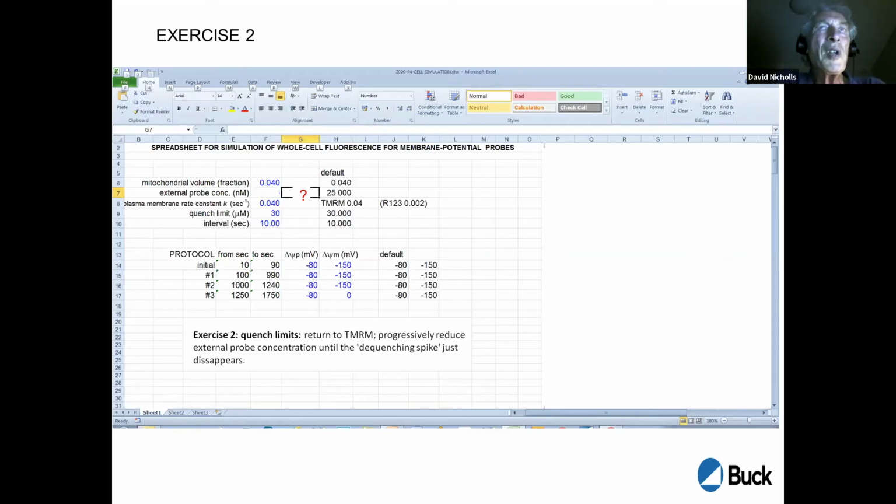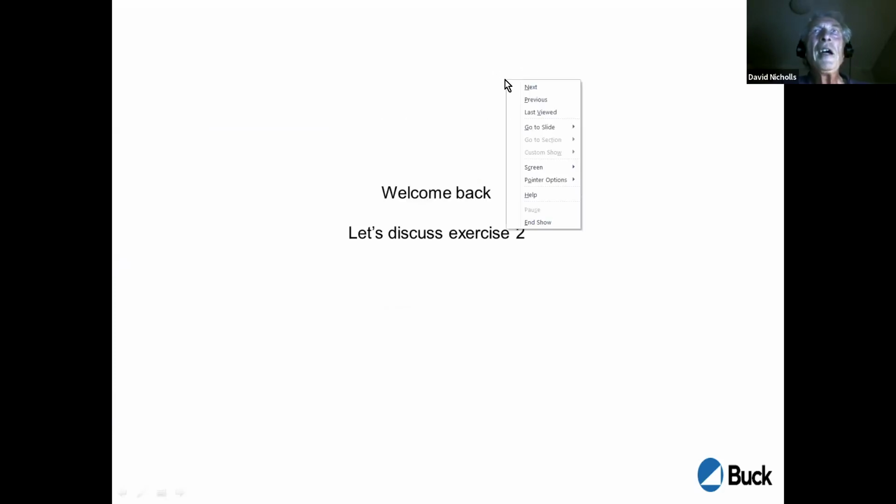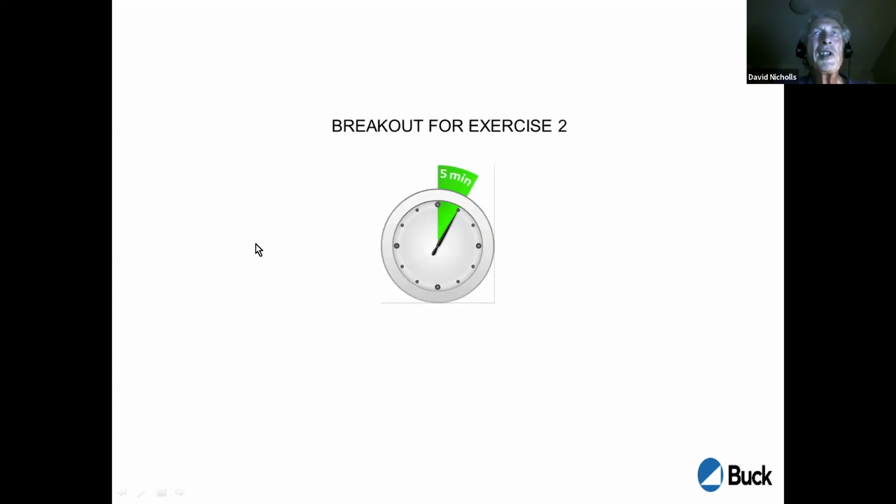It might be an idea if just one person does it and you share the screen with the other 3 or 4, and just work out at what stage you lose quench mode. When do you drop below the level that results in aggregation of TMRM? So this is exercise 2: reducing the concentration until you lose the quench spike. Okay, breakout, please.